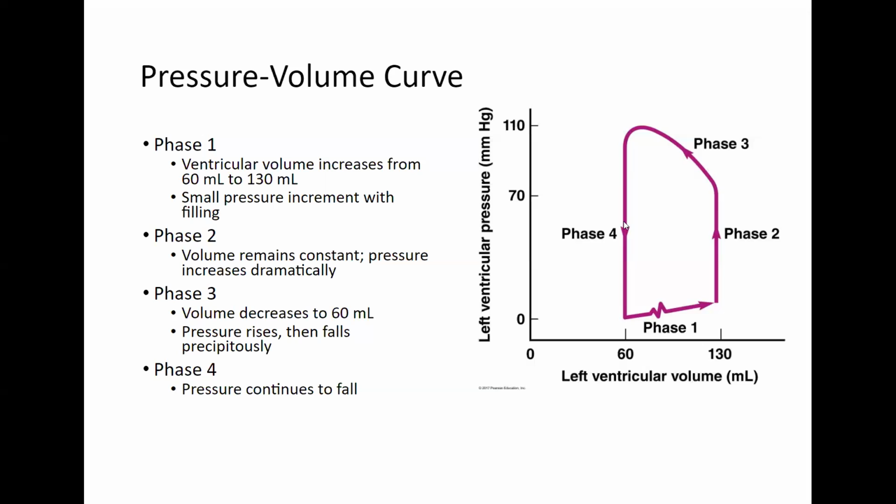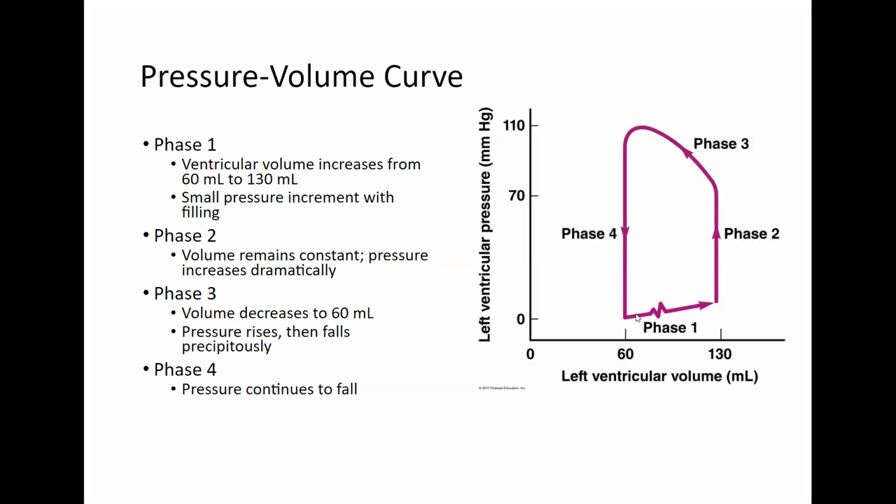Right, so during phase 4, we see a straight down line because phase 4 is our isovolumetric ventricular relaxation. Whatever volume of blood is left in the ventricles, that's how much there is. So here we have 60 milliliters. Nothing's coming or going because our valves are shut, but the ventricle is relaxing, so that space is getting bigger. It's putting less pressure on that volume of blood that remains.